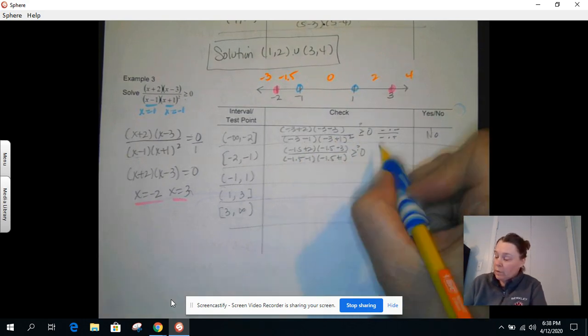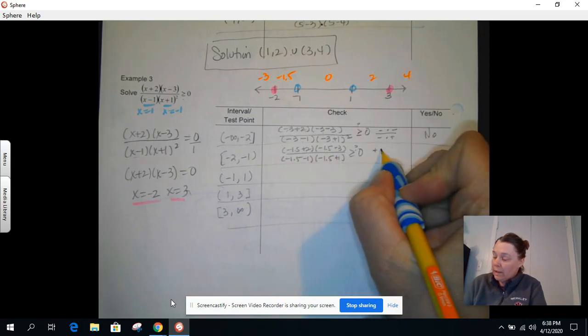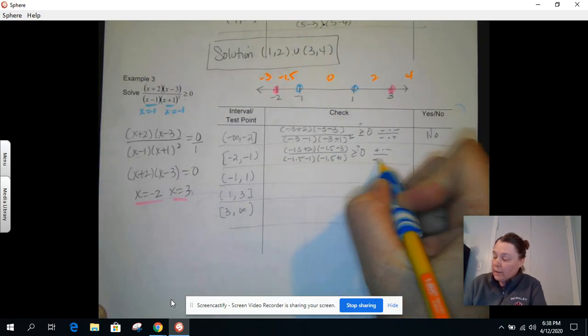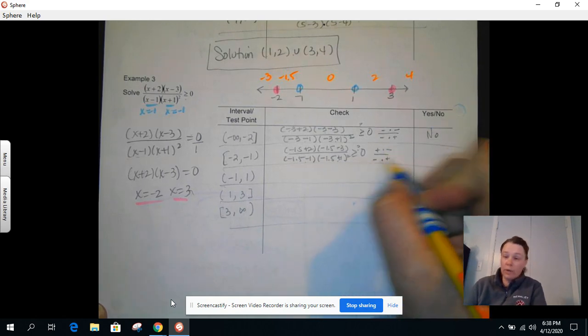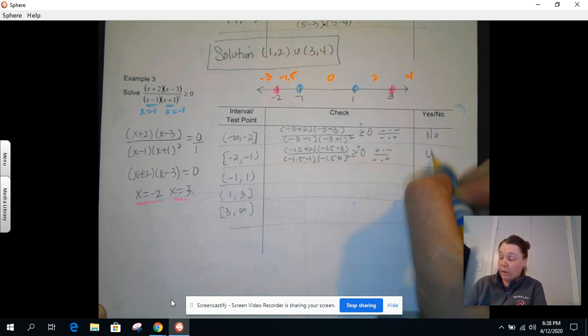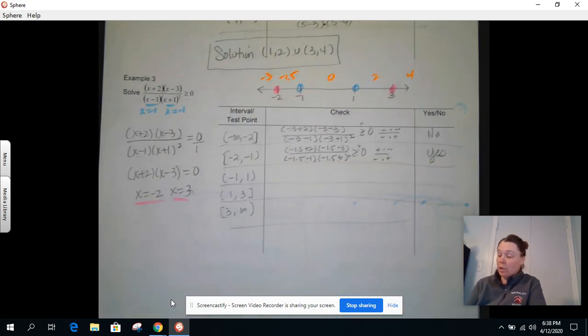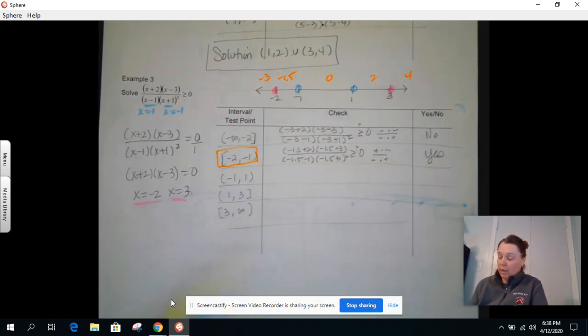So here I'm thinking this would be positive times a negative. This would be a negative times anything squared is positive. So then that's a negative over a negative, which is positive. That means it's bigger than or equal to zero. So this is part of my solution.